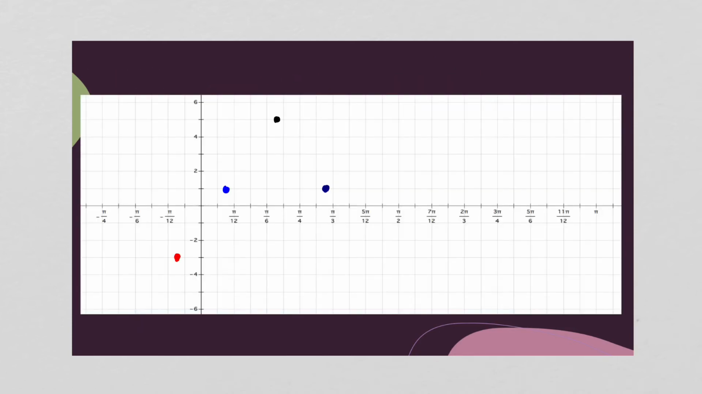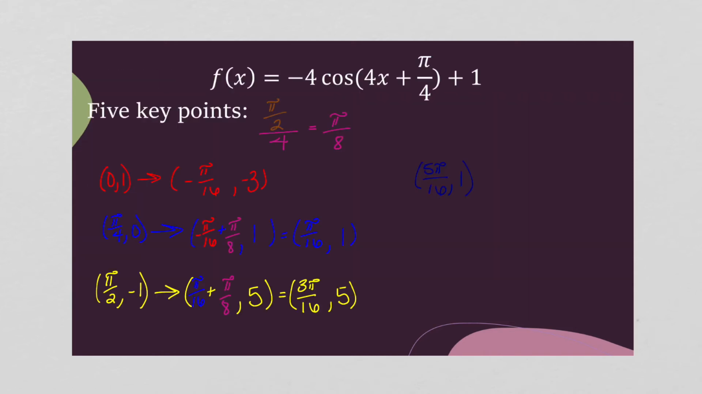And then the last one, go another 1, 2, 3 units, and we're going to bring it back down to negative 3. Take 5 pi over 16, add another pi over 8, you have 7 pi over 16. And you can kind of see from the beginning how this is going. You had negative pi over 16, pi over 16, 3 pi over 16. So it's 1, 3, 5, 7. Okay?